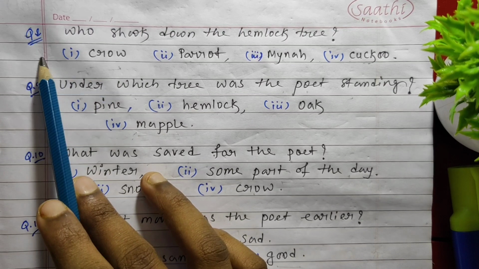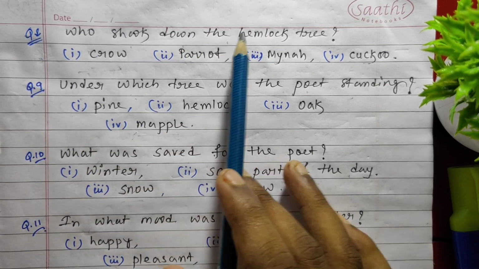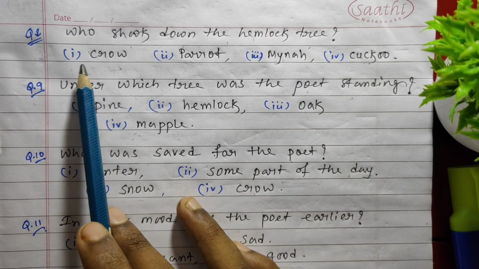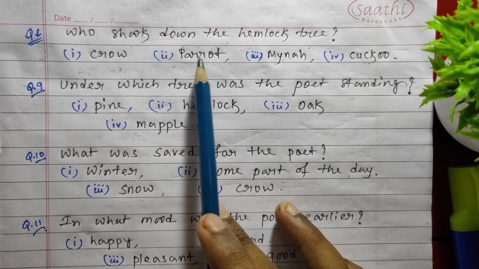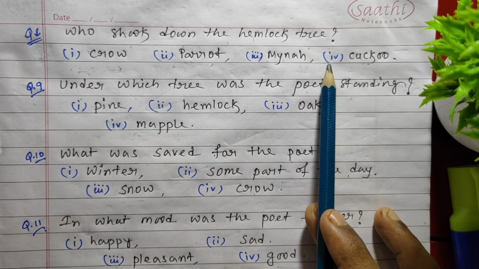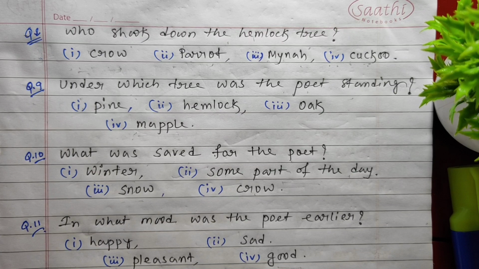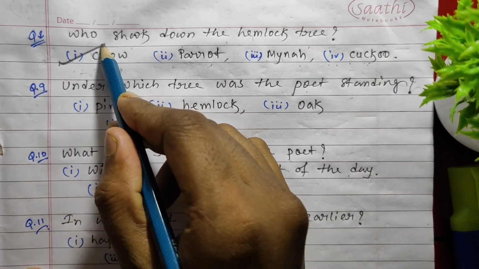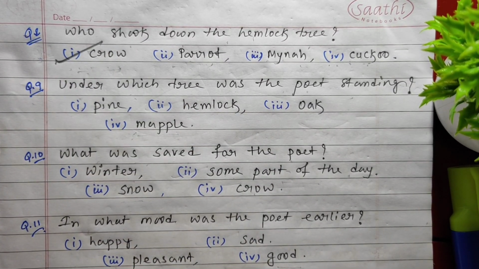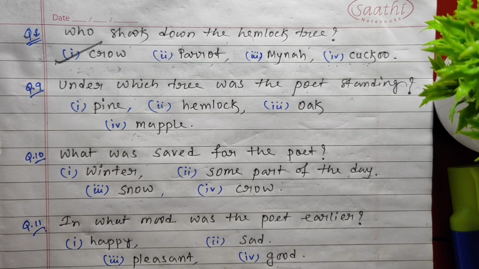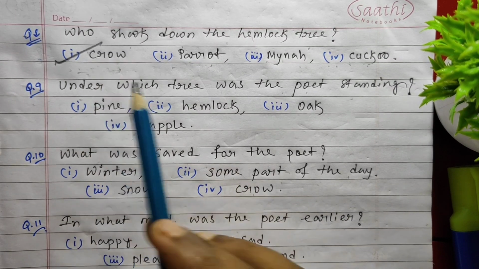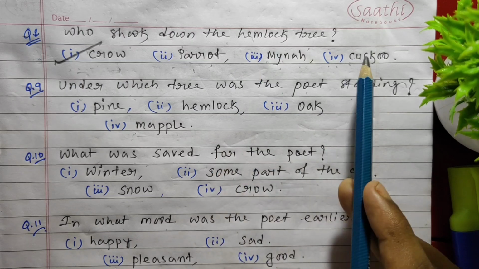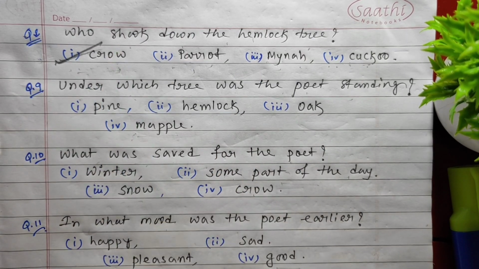Now question number 8, who shook down the hemlock tree? And the options are number 1 crow, number 2 parrot, number 3 myna, and number 4 cuckoo. Now the correct answer is crow, because in this poem we get only the single name of a bird, that is crow. We did not get parrot, we did not get myna, we did not get cuckoo. So it is the correct answer.